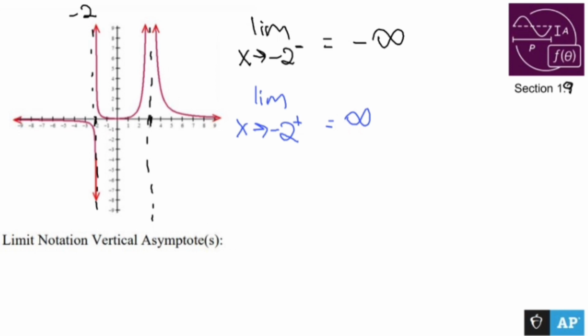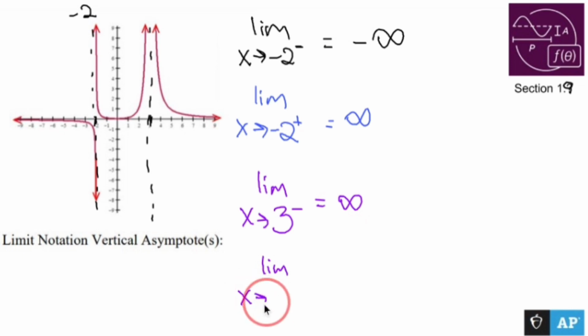That takes us to the limit as x approaches our next vertical asymptote, which is at 3. So the limit as x approaches 3 from the left has me traveling from the left, ignore this, and as I go to 3, I shoot up, which goes towards infinity. The limit as x approaches 3 from the right side has me traveling from the right, and as I go towards 3, I also shoot upwards to positive infinity.